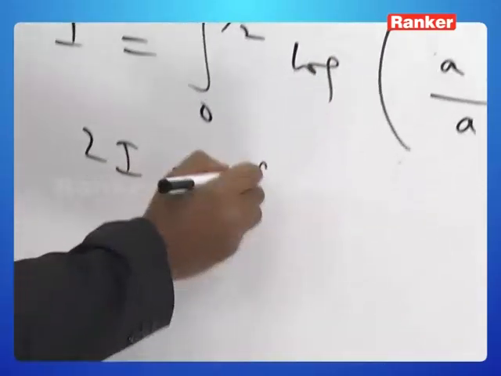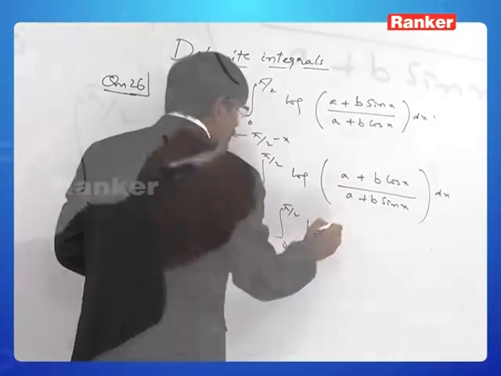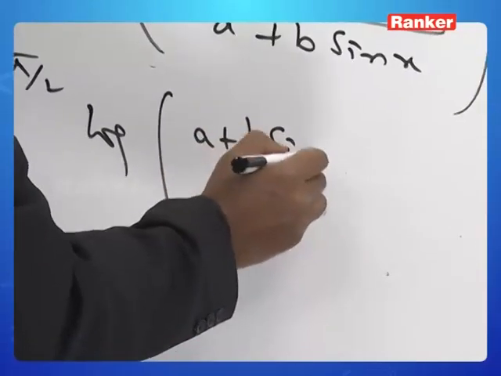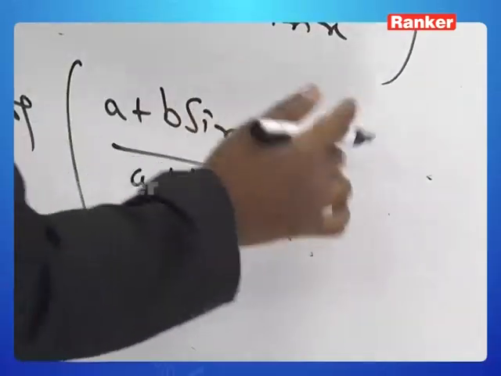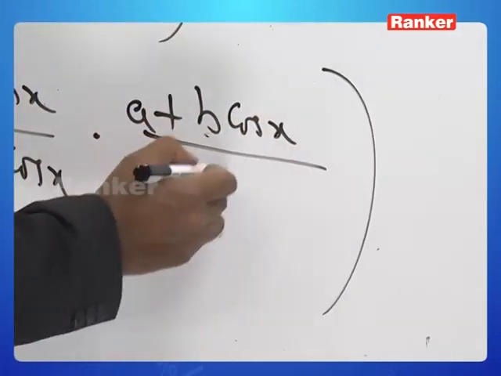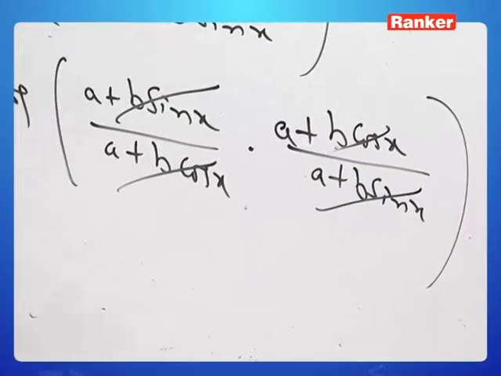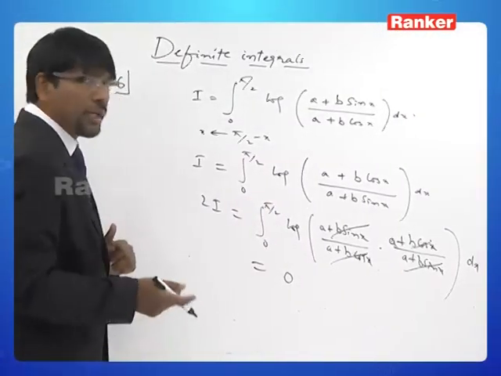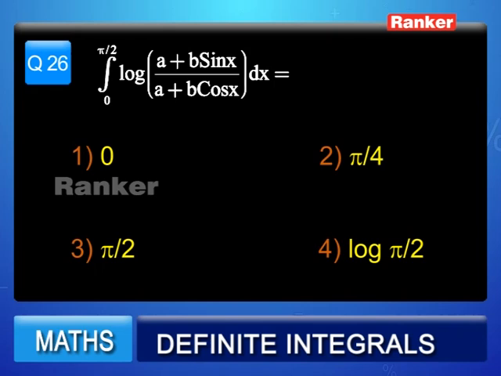2I will be equal to the integral from 0 to pi by 2. What is log x plus log y? Log of x into y. So, log of a plus b sin x by a plus b cos x, that is the first part, into, I am sorry, into the logarithm of this expression, a plus b cos x divided by a plus b sin x. So, clearly there is cancellation here. We get log 1 dx, and that is 0. So, finally the integral is 0. The integrand is 0, so the integral has to be 0. So, we have I to be 0, and that is seen in option 1. So, the answer is option 1. Option 1 is the right answer.